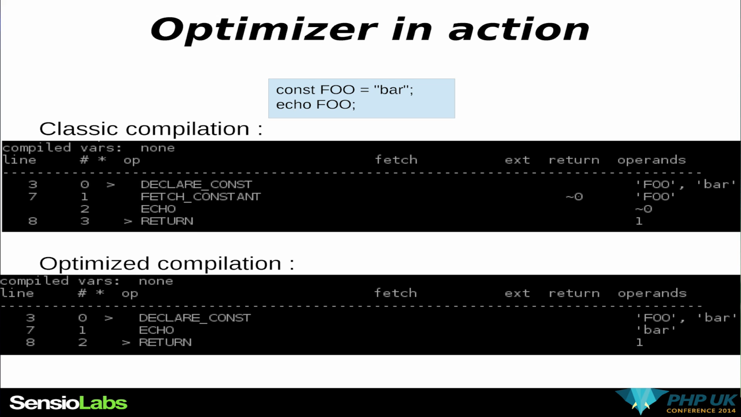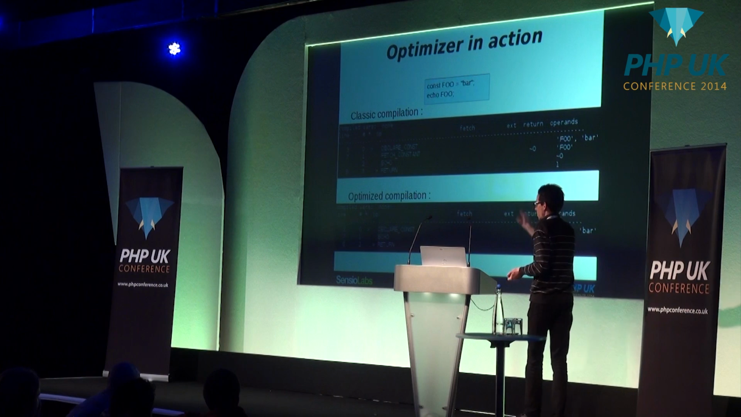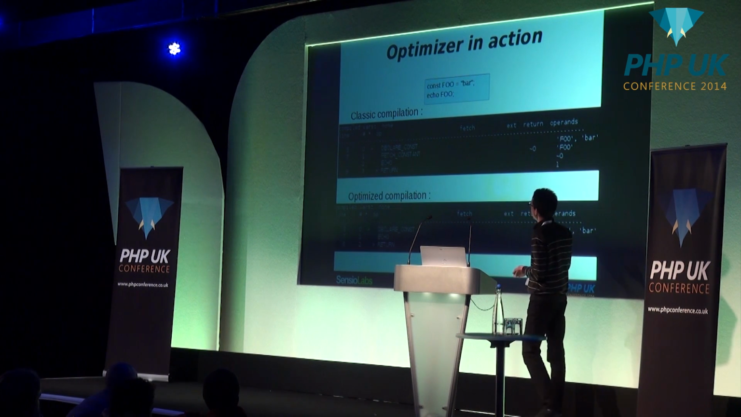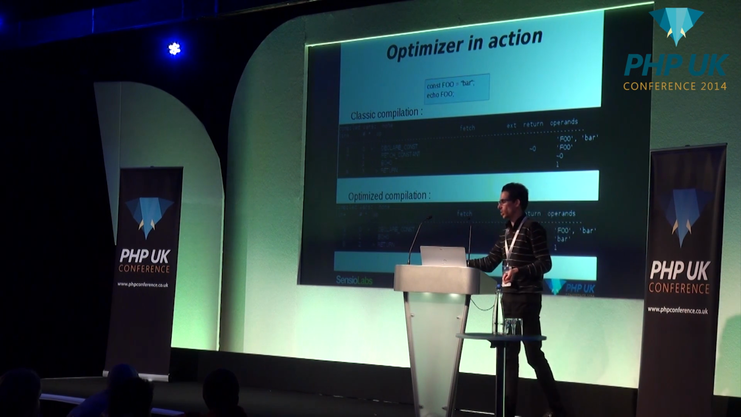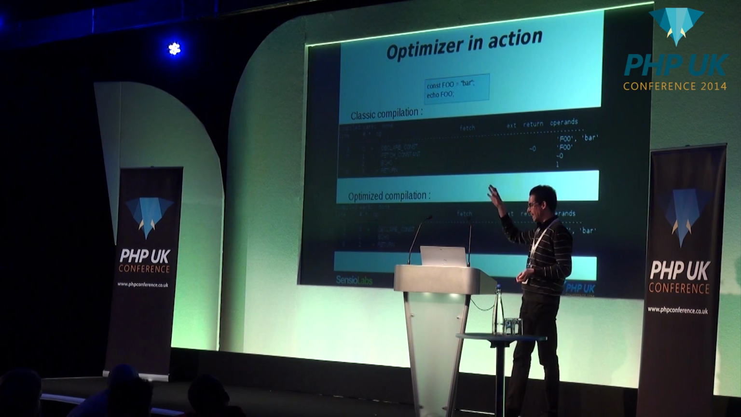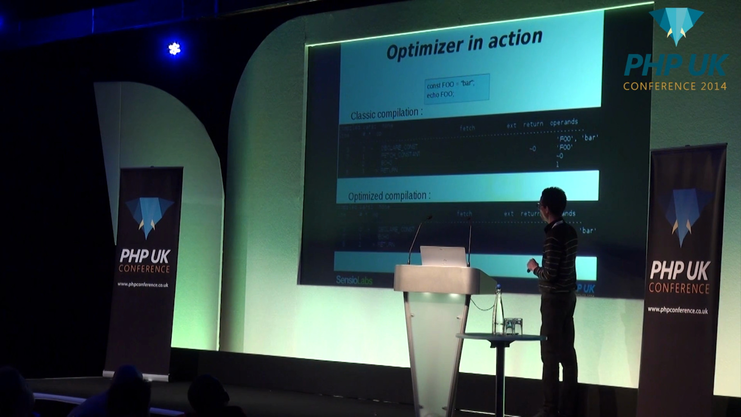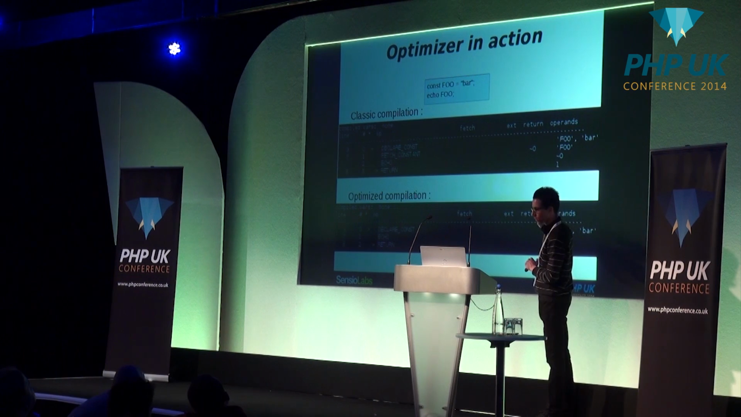By default, the PHP compiler will say, okay, declare a constant, fetch back this constant to something which is temporary, and echo it, which is pretty useless, because what you can do is declare your constant. Yes, you still need to declare, but instead of fetching it back and echoing the result, just declare it and get the result and put it to echo, and you save one fetch constant OPCode.